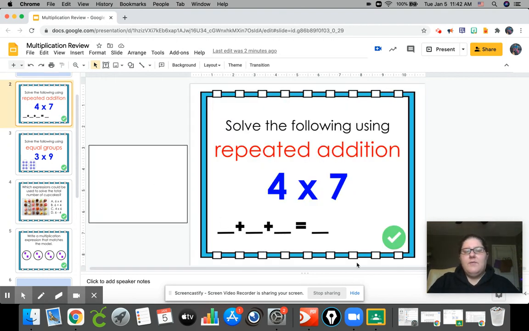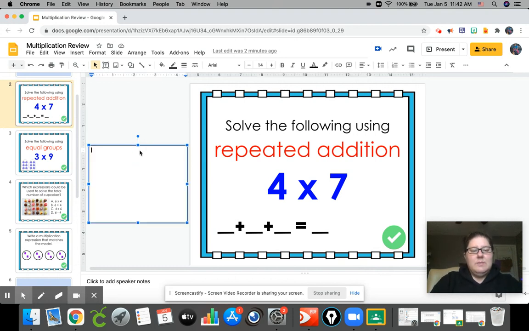So it says solve the following using repeated addition. So we want to know, what is repeated addition? I know that repeated addition is going to be adding the same number over and over again. Now, when we look at 4 times 7, I can take 4 and I can add it several times, but I need to know how many times, and that's where that 7 comes in.